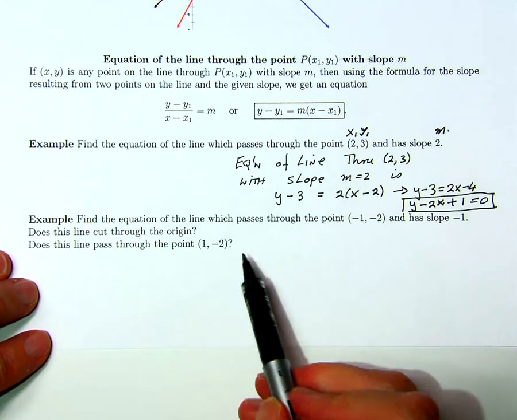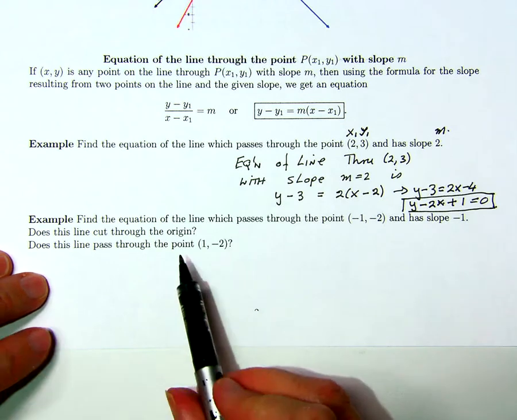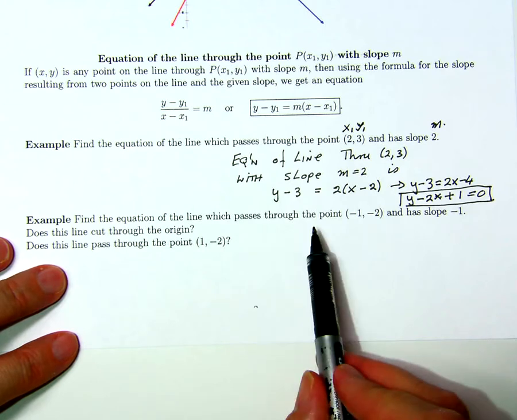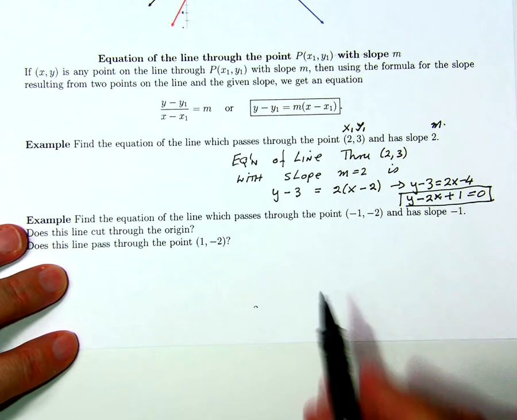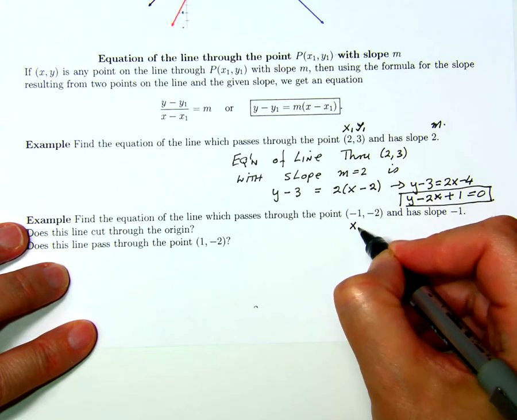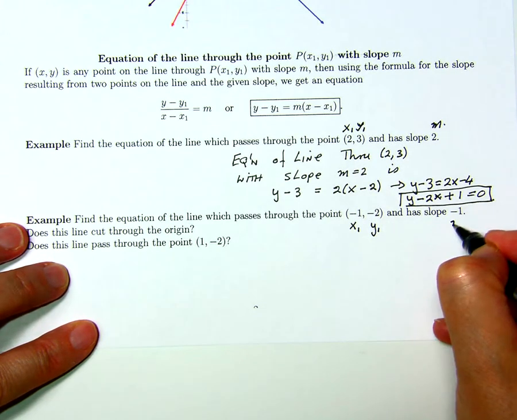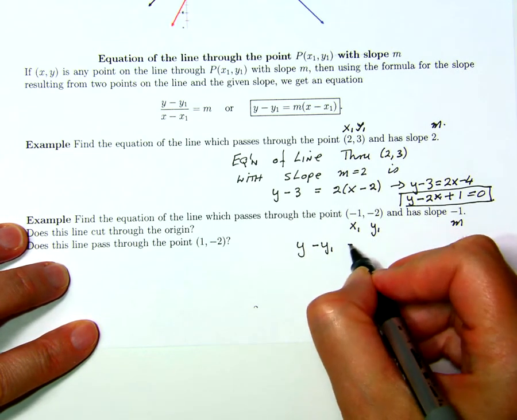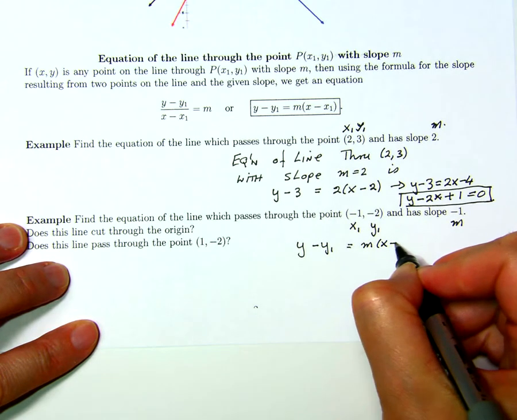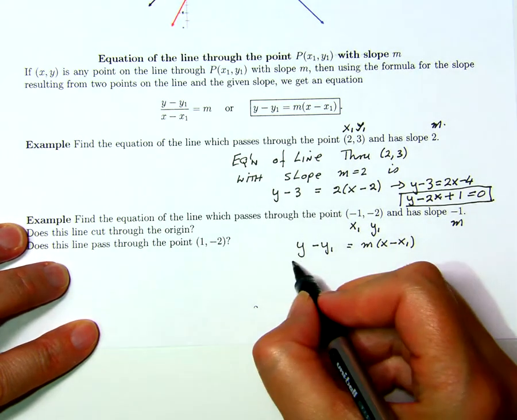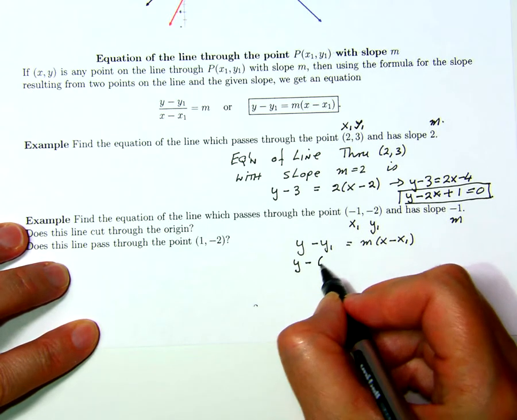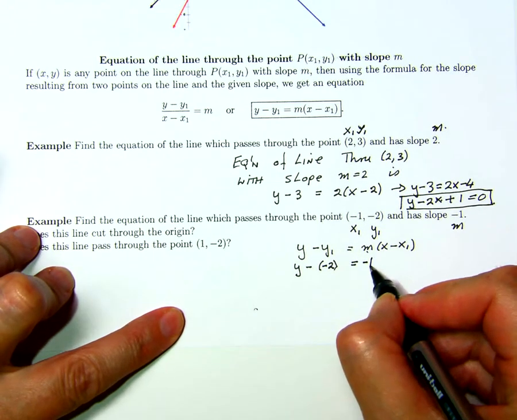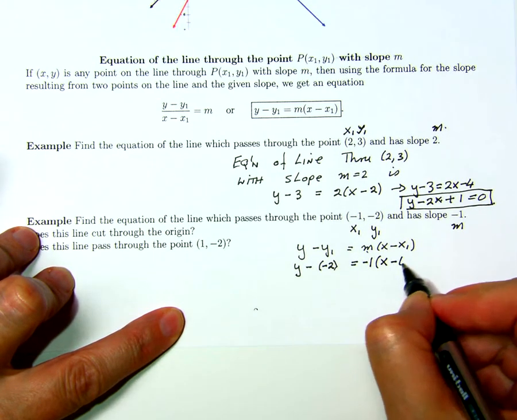You should try to solve this problem and then have a look at the solution. Here we want to find the equation of the line which passes through this particular point and has slope -1. The method is exactly the same as before. This is x1, y1, this is m, and the equation is y minus y1 equals m times x minus x1. I fill in the details. That's y minus 2 equals m, which is -1, times x minus -1.